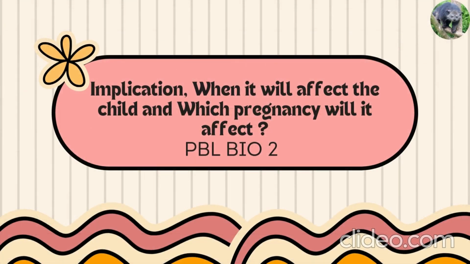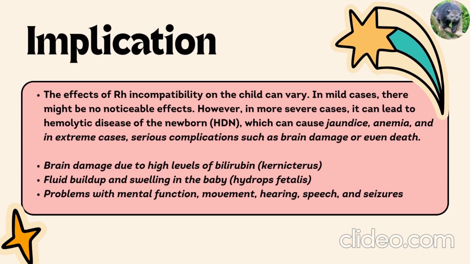Hi, so today I'll be explaining what the implications are, when it will affect the child, and which pregnancy it will affect for the couple's child. The effects of Rh incompatibility on the child can vary. In mild cases, there might not be any noticeable effects. However, in more severe cases, it can lead to hemolytic disease of the newborn, which can cause jaundice, anemia, and in extreme cases, serious complications such as brain damage or even death.